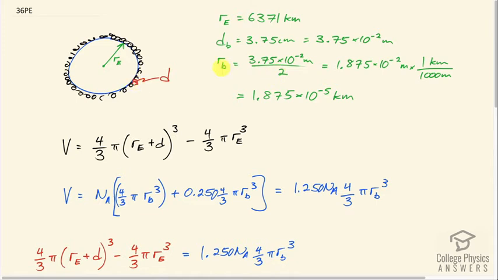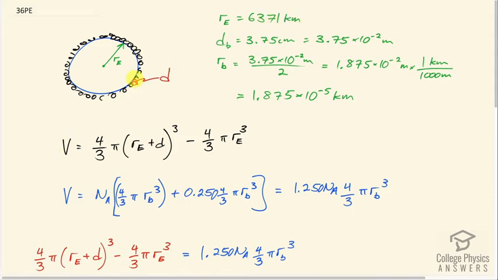And now I have a feeling that this answer for the depth of this layer of balls is going to be in units of kilometers. So we're going to take this radius and convert it into kilometers so that we have kilometers everywhere in our formulas. So we divide this 1.875 times 10 to the minus 2 meters by 1,000, and we get 1.875 times 10 to the minus 5 kilometers is the radius of one ping pong ball. I looked up the radius of the Earth, 6,371 kilometers.